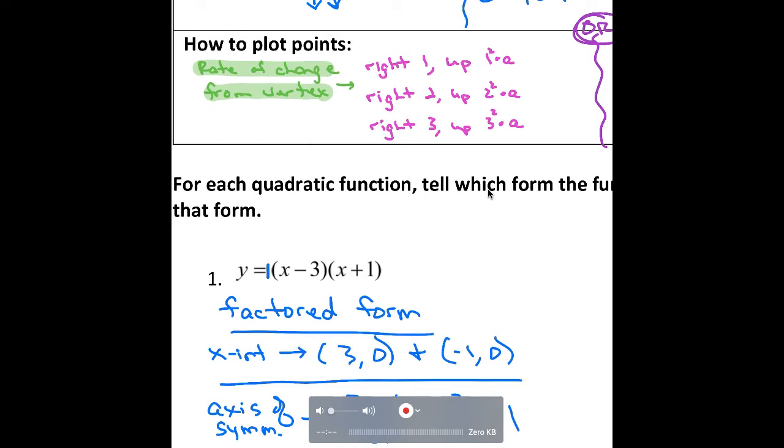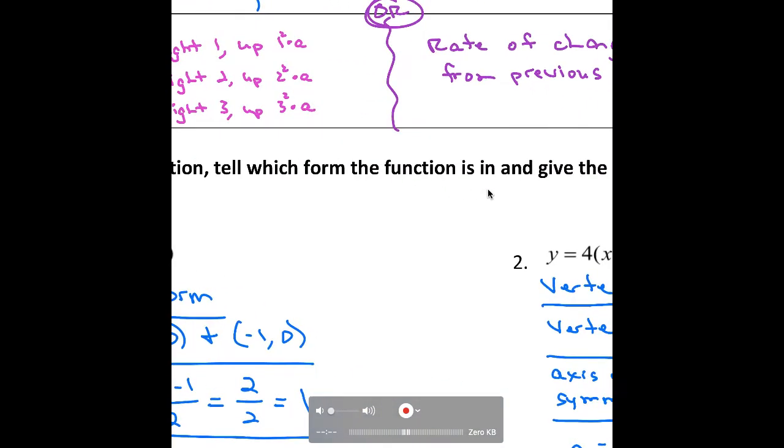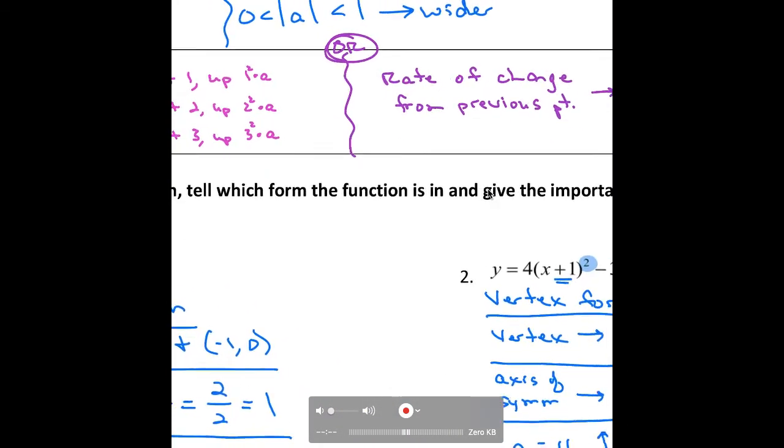Everyone have that? Okay, the other one is from the previous point.